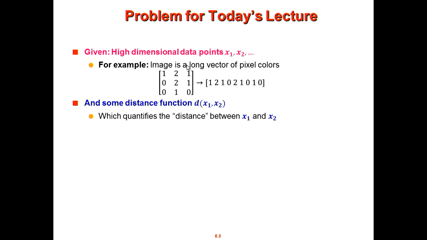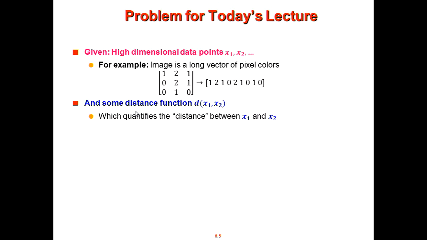The problem here is like this. Given high-dimensional data points x1, x2, until xn, such as an image, it can be treated as a long vector of pixel colors. Documents too: each keyword can be treated as one dimension, so a document can be represented as a vector as well. So many real-world objects can be represented by high-dimensional vectors.